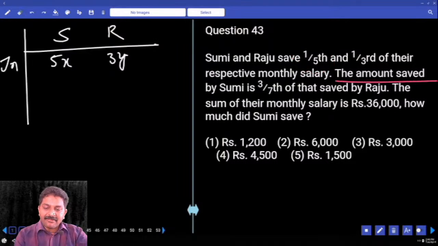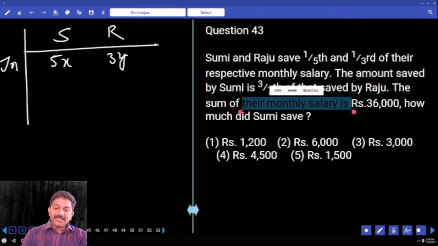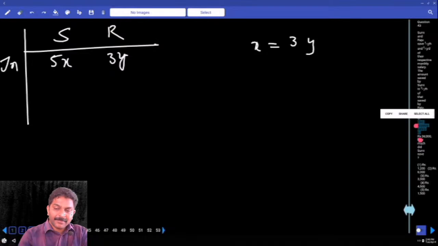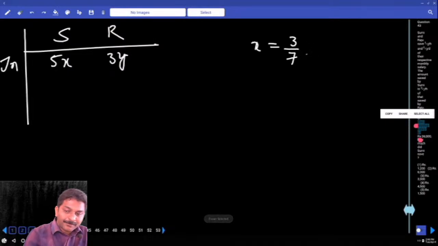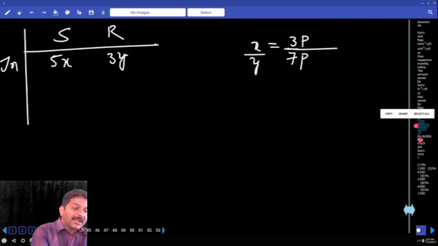Continue. The amount saved by Sumi is 3/7 that of Raju. What was Sumi saving? X. And Raju? Y. They said this is equal to 3/7 or 7/3? From this, can I take y to the left-hand side and write x by y is equal to 3/7? I'll take x as 3 parts, y as 7 parts. Now substitute x is equal to 3 parts here. That means savings becomes 15 parts.